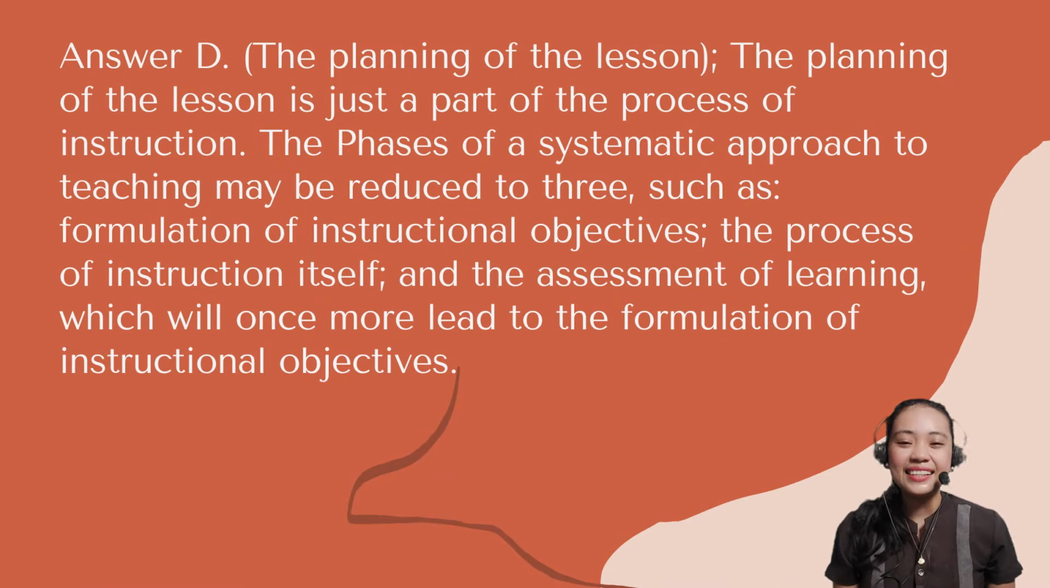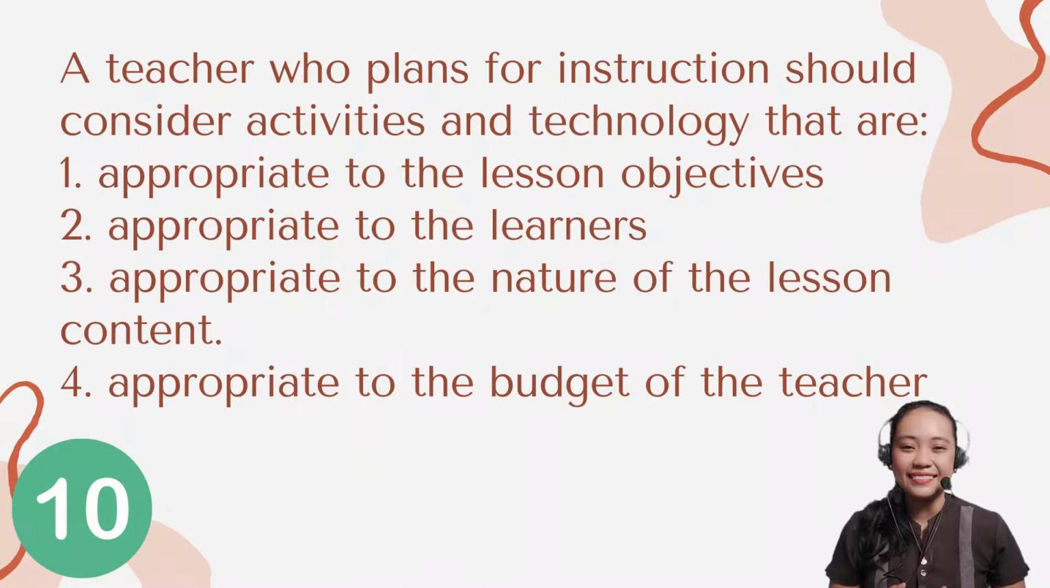Okay, the correct answer is letter D, the planning of the lesson. Class, the planning of the lesson is just a part of the process of instruction. The phases of a systematic approach to teaching may be reduced to three, such as formulation of instructional objectives, the process of instruction itself, and the assessment of learning, which will once more lead to the formulation of instructional objectives.